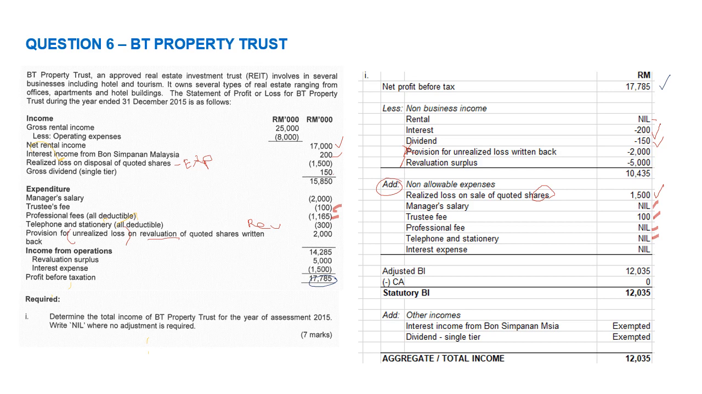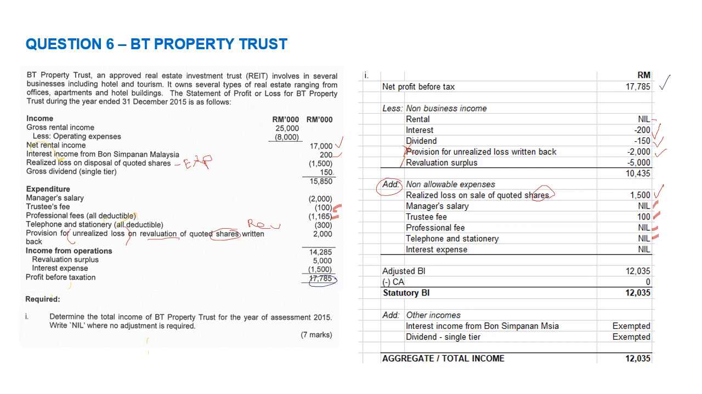Kenapa nak kena tolak? Sebab kita nak tolak non-business income. And provision for unrealized loss, return back ni, dia berlaku bila you jual beli saham, share. Bukannya you jual beli ataupun sewakan real property. Nothing to do with the business. That's why dia jadi non-business income. Tolak 2,000 kat sini. Okay.